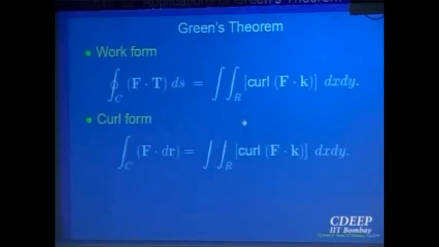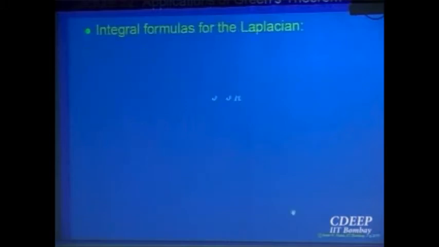in the curl form, Green's theorem extends to R3. We'll soon see that in R3 the extension of the curl form and the flux form are called Stokes theorem and Gauss divergence theorem. So they are very important theorems. They extend in this form to R3 also. We'll see it in the remaining lectures.